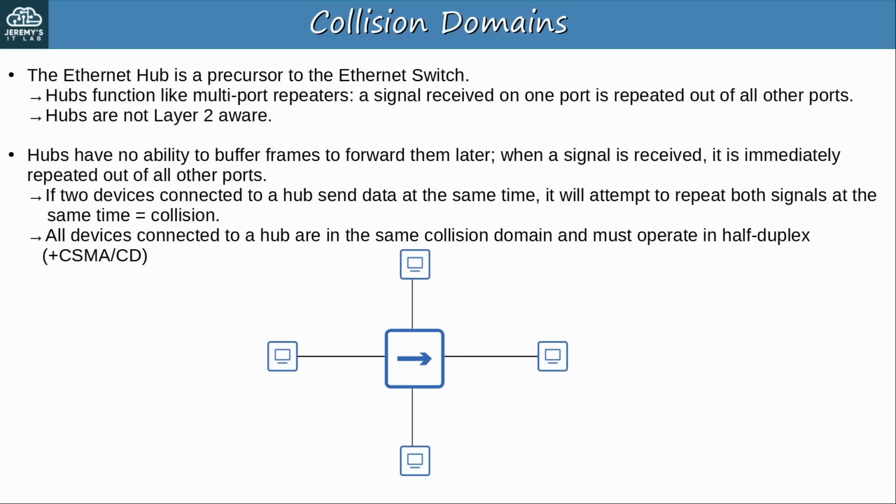Here's a quick example with 4 PCs connected to a hub. These 2 PCs send frames at the same time, and the hub repeats each frame out of its other ports, resulting in collisions. In older, very small networks, hubs were viable, but in modern networks, you'll probably never see a hub, and that's a good thing.